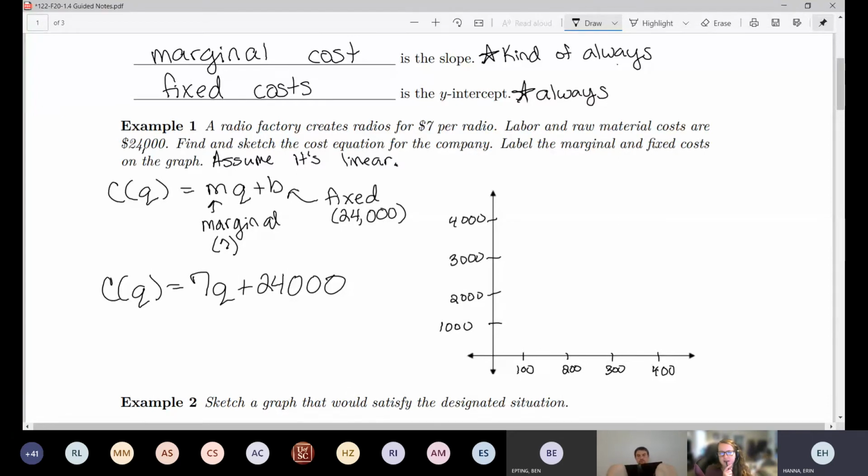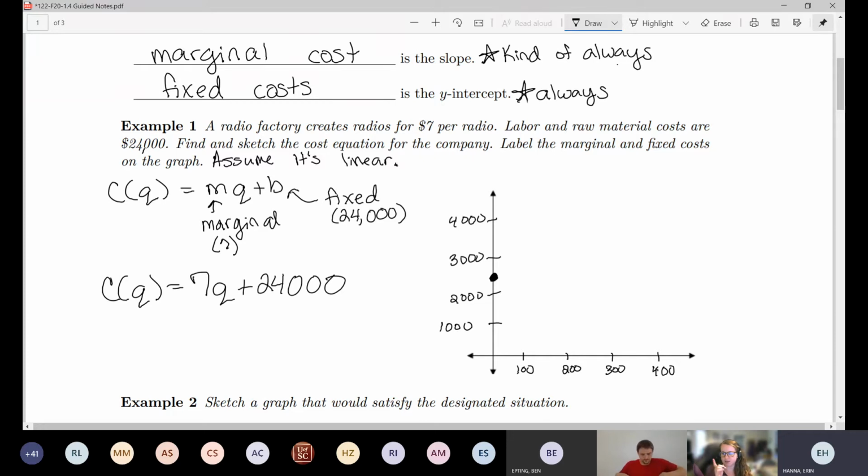So if I wanted to sketch this, the 24,000 is, of course, my y-intercept. So I'm going to draw that where it crosses the y-axis, about right here. I know I said sketch, but I'm going to make this a little better than usual. Let me find some other points at 100, 200, 300, and 400.